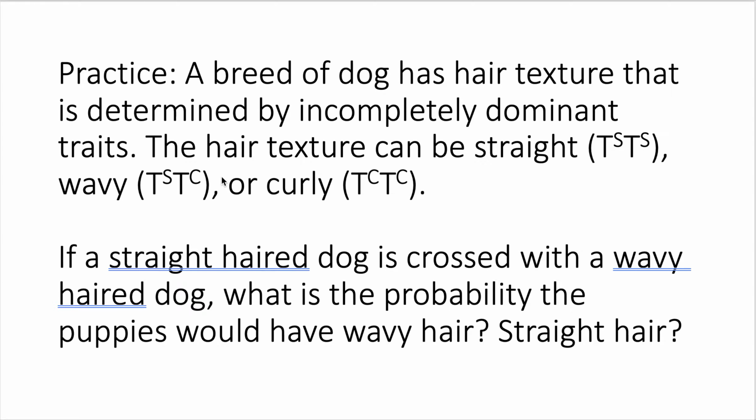Let's try a practice question. There's a breed of dog that has hair texture that is determined by incompletely dominant traits. The hair texture can be straight, so I used T for texture and S for straight, wavy, this is the heterozygote, has one of each, or curly, so two C's. If a straight-haired dog is crossed with a wavy-haired dog, what is the probability the puppies would have wavy hair? And what is the probability that the puppies would have straight hair? So I'm going to get you to pause the video here and give this question a try, and then hit play when you are ready to see the answer.